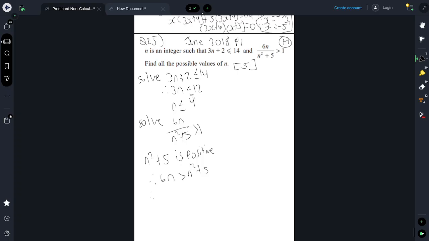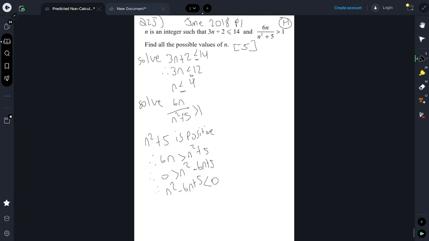And so then let's move 6n to the other side. So we have 0 less than n squared minus 6n plus 5. And then let's reverse the direction. So n squared minus 6n plus 5 is less than 0. It's saying 0 has to be greater than this, so this has to be less than 0. Okay. And actually now, once we've got past all that, it's just a normal quadratic inequality.